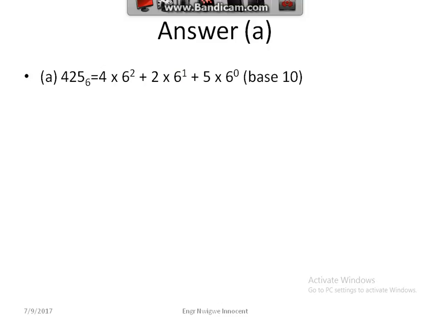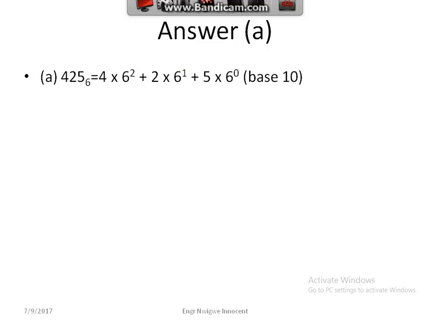To express this, we have to first of all convert from base 6 to base 10 before we convert it to base 4. Therefore, to convert to base 10, we multiply by the base and put it to the power according to the position of the digit counting from right to left. That is, 425 base 6 is equal to 4 times 6 raised to power 2 plus 2 times 6 raised to power 1 plus 5 times 6 raised to power 0 in base 10.